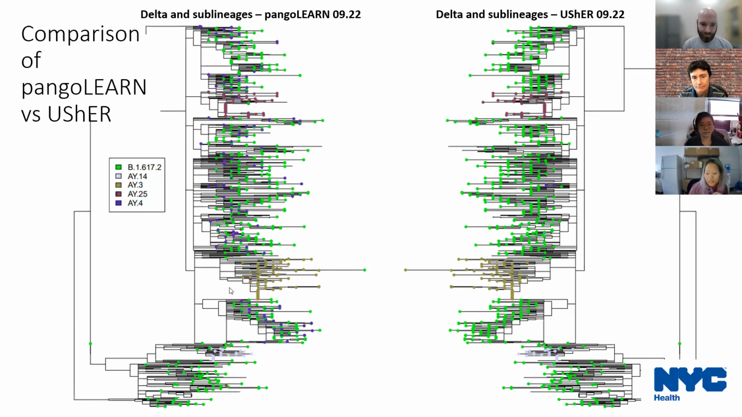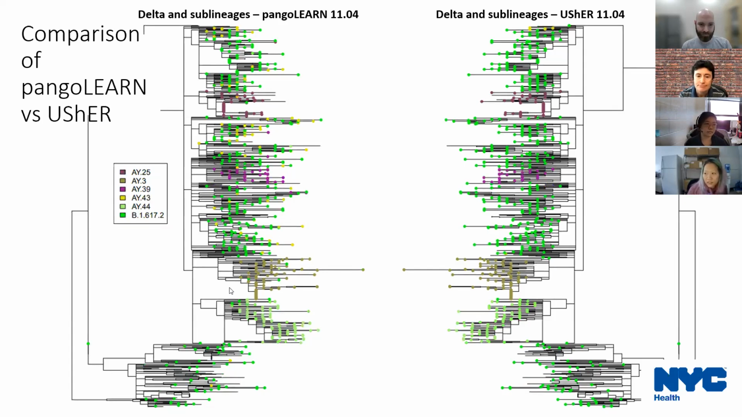But what does it look like now, later? This is as of early November. You can see that pangoLEARN fixed its AY4 issue, but now it's having a hard time calling AY43. That begs the question of how stable these lineage calls are in general. Because that was one of the things that really trips people up: these lineage calls keep changing, so should I trust them or not?